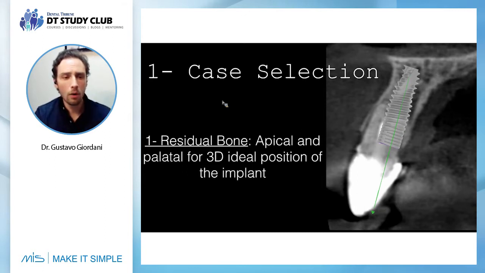The buccal wall we're gonna look at a little bit after, because this will be important for the aesthetics. I check now the palatal bone and also the apical bone. And if I check in the tomography and I have enough bone to place the implant in the correct 3D position, this is just the first important step in the case selection.